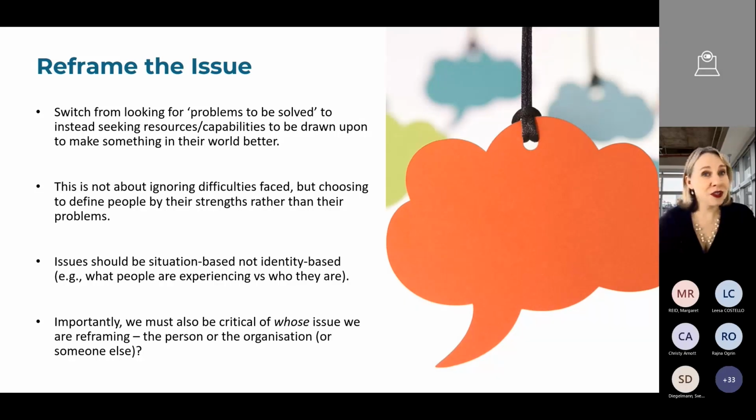We don't want to ignore the difficulties faced. So this isn't about toxic positivity and pretending that there hasn't been a flood and there hasn't been vulnerabilities, but rather choosing to define people by their strengths rather than defining them by their problems. Issues should be situation-based, not identity-based. And importantly, we have to be critical of whose issue we're actually trying to solve. So the issue that I gave you before about people not engaging with our advertising, is that the user's issue or is that our issue as the organisation?